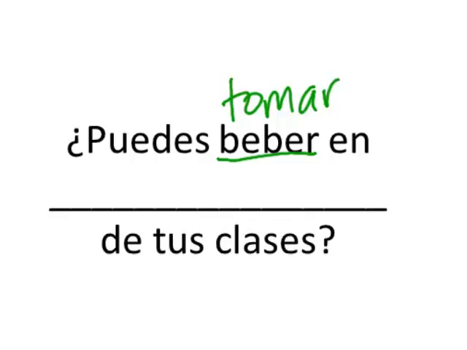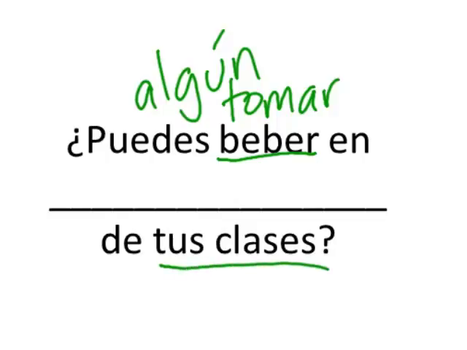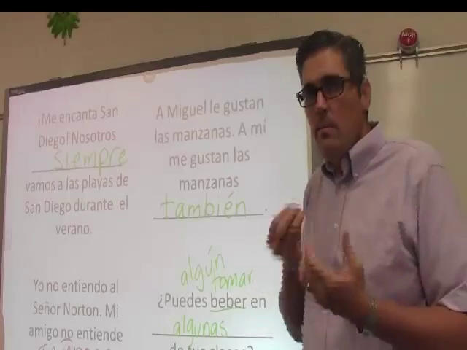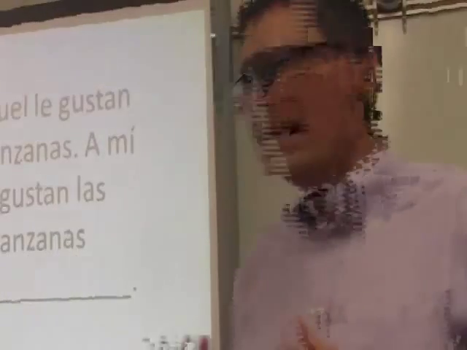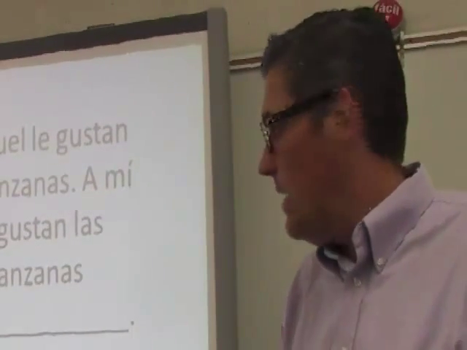¿Puedes beber en? Now remember, some is that algún word, okay? But we've got to adjust it, tus clases. Is it la clase, el clase? ¿Puedes beber en algún what? Algunas would be correct. ¿Puedes beber en algunas de tus clases? In some of your classes? Bueno, en todas las clases, no. En algunas de las clases, no sé, quizás agua. ¿Puedes beber agua en algunas de tus clases? Okay, muy bien. So, chicos, ese es el repaso de la lección, de la unidad, del capítulo.